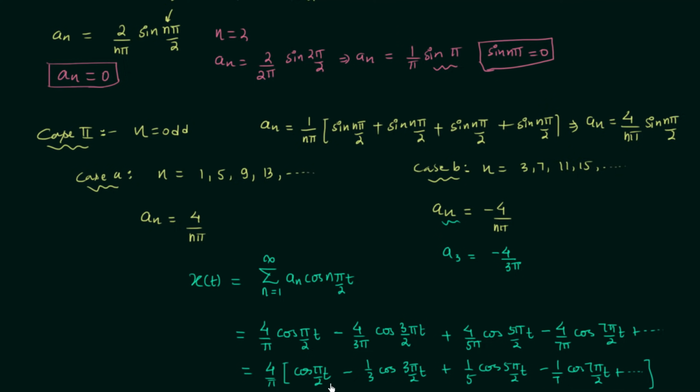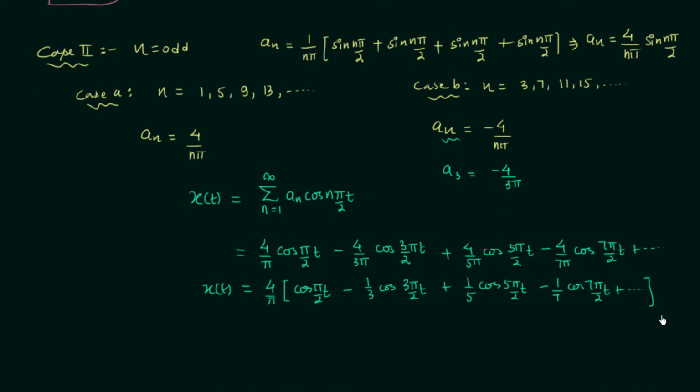So this is our answer. This is the expansion of signal xt using the trigonometric Fourier series expansion. And you can see we have different harmonics in this expansion. So this is the complete process to find out the trigonometric Fourier series expansion. The only important thing is the integration. You can see if you do not know how to perform the integration, you cannot have this result. So this is all for this lecture.